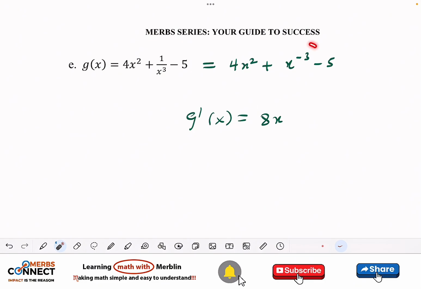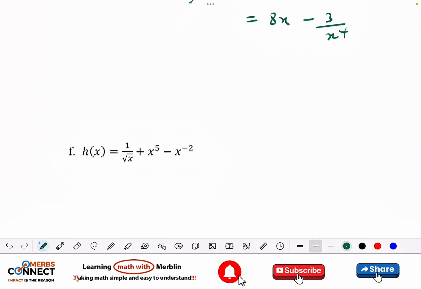And then this is going to give us minus 3x to the power minus 4, right? Because negative 3 drops down, you subtract 1, and then you have this. And then using the constant rule, when I differentiate this, it gets to 0. If you want to simplify this, this will be 8x minus 3 divided by x to the power 4. That's what you're going to get.